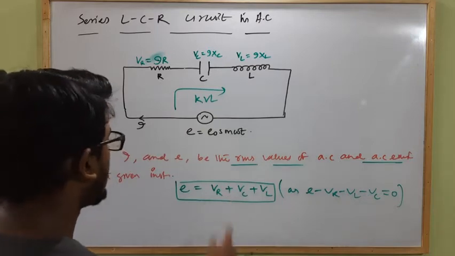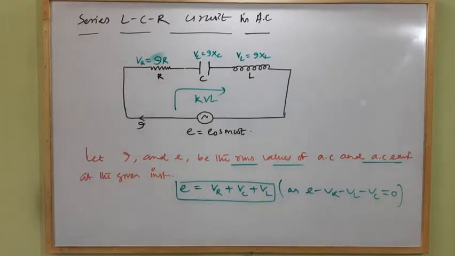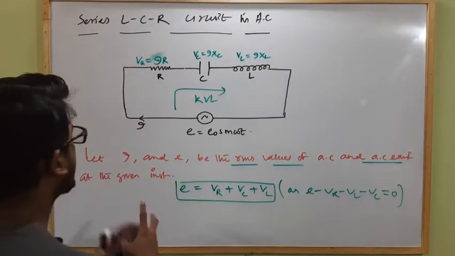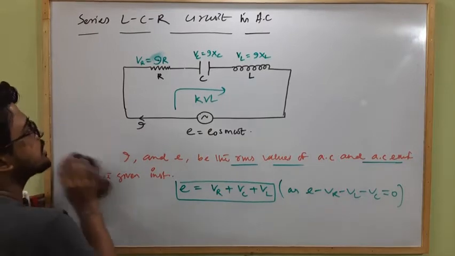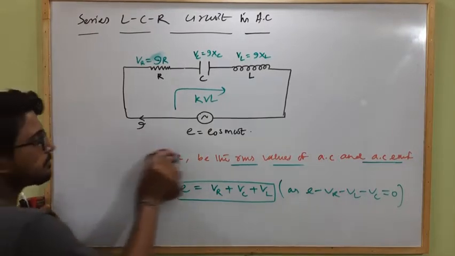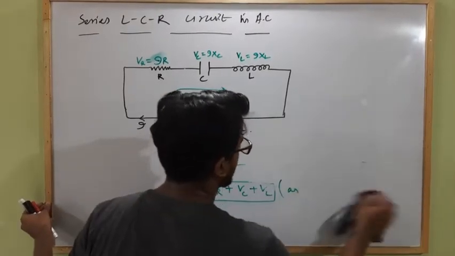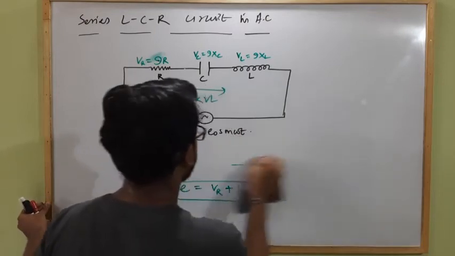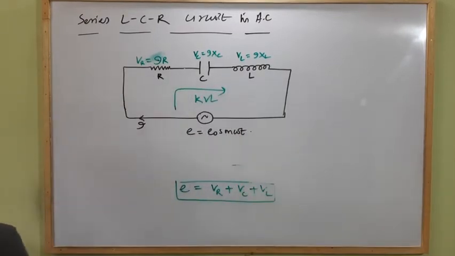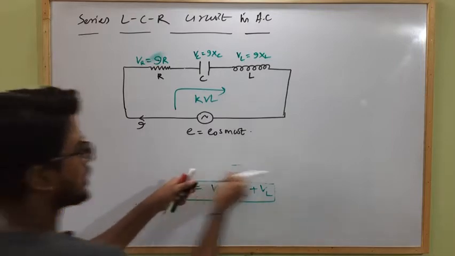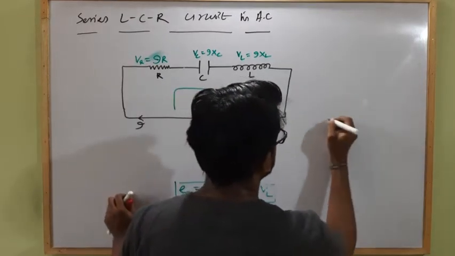So how to add VR, VC and VL? For that we have to draw the phasor diagram. So let's draw the phasor diagram for this series LCR circuit. So if we draw the phasor diagram, then we have, let me draw here.